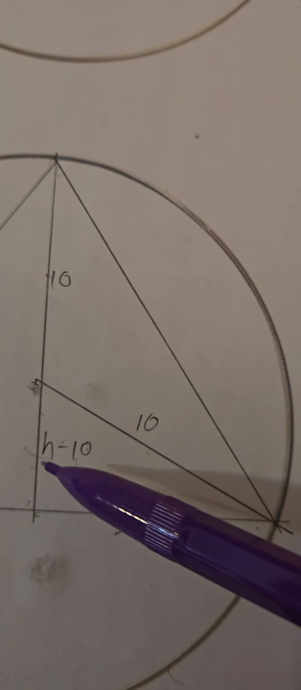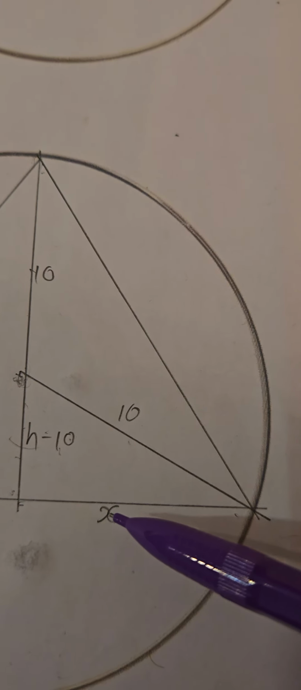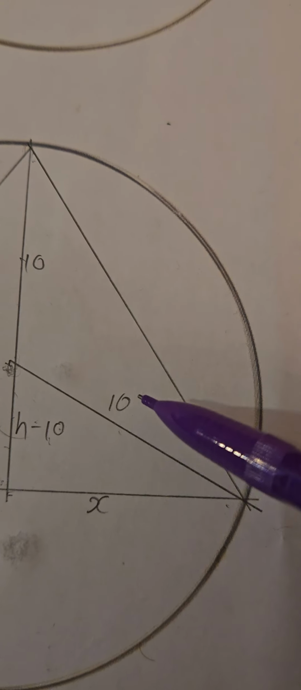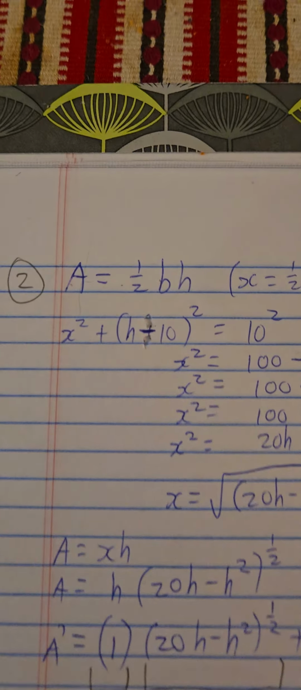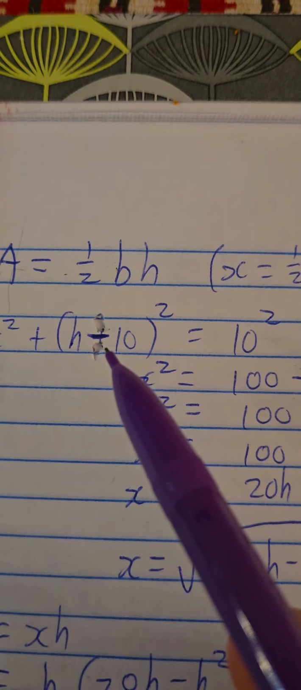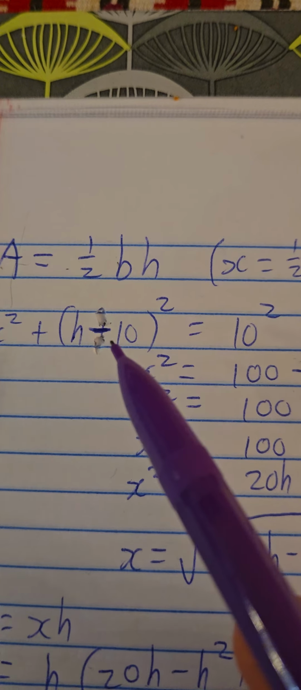That's Pythagoras: h minus 10 squared plus x squared equals 10 squared. So there's the h minus 10 squared, and there's the x squared equals 10 squared. I can isolate either the h or the x. I'm choosing the x because it's much easier. So the h minus 10 squared I bring to the other side, and that 10 squared becomes 100.